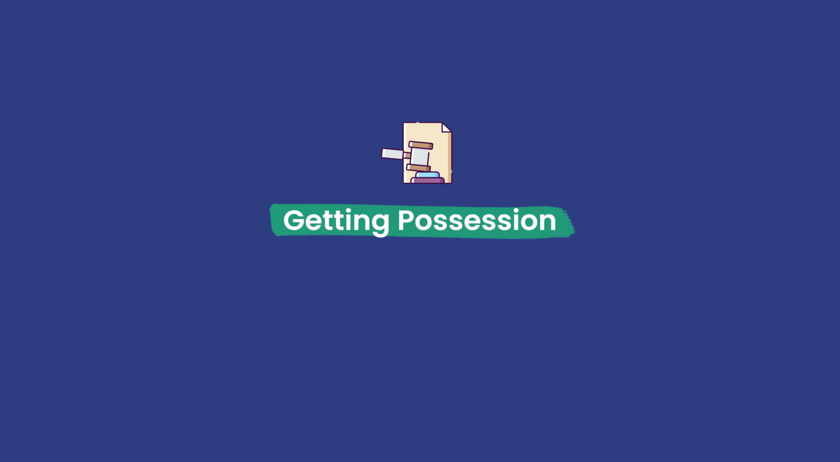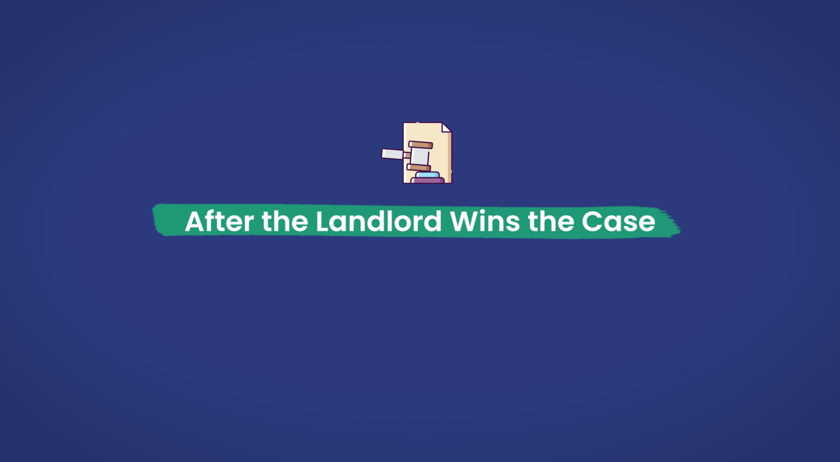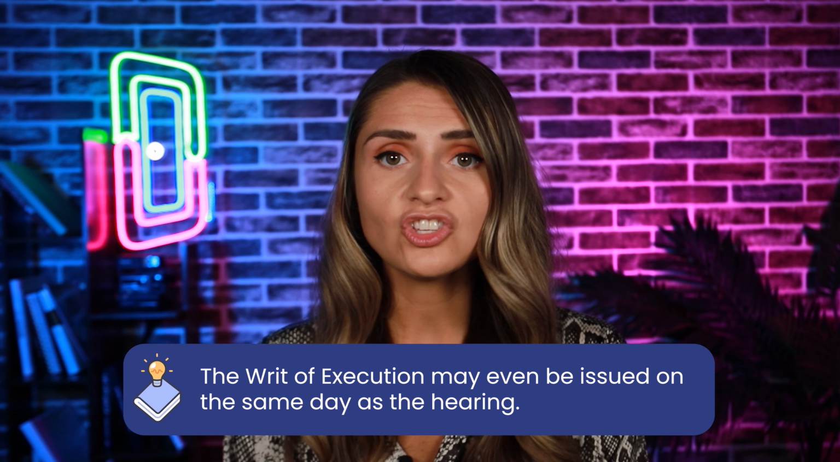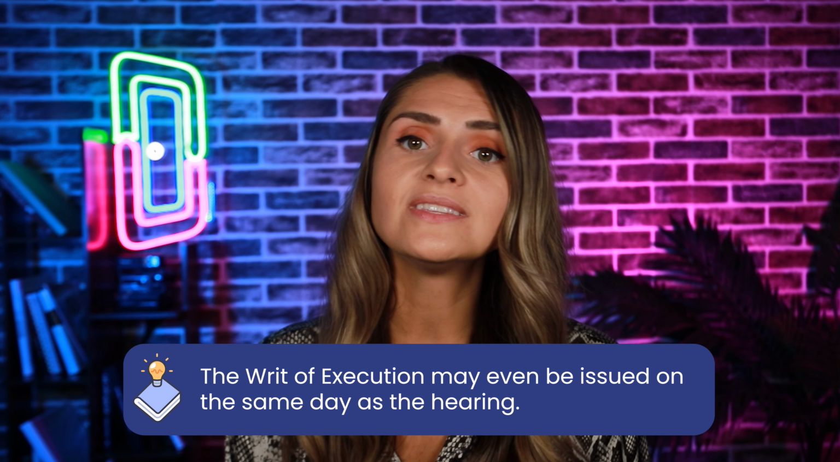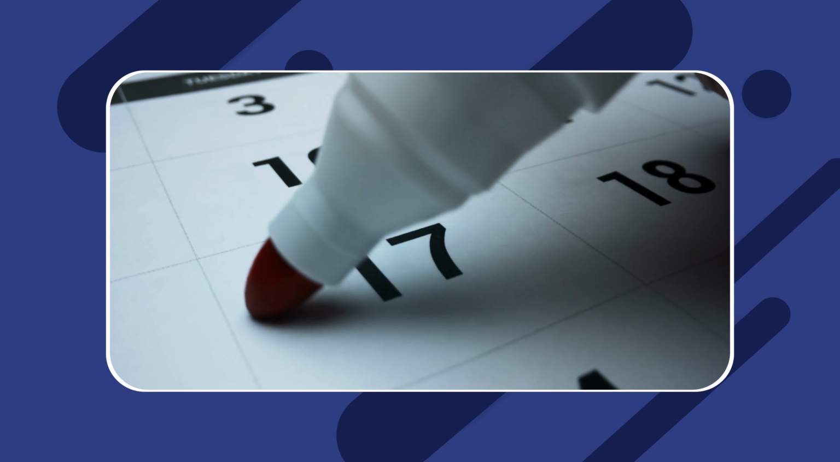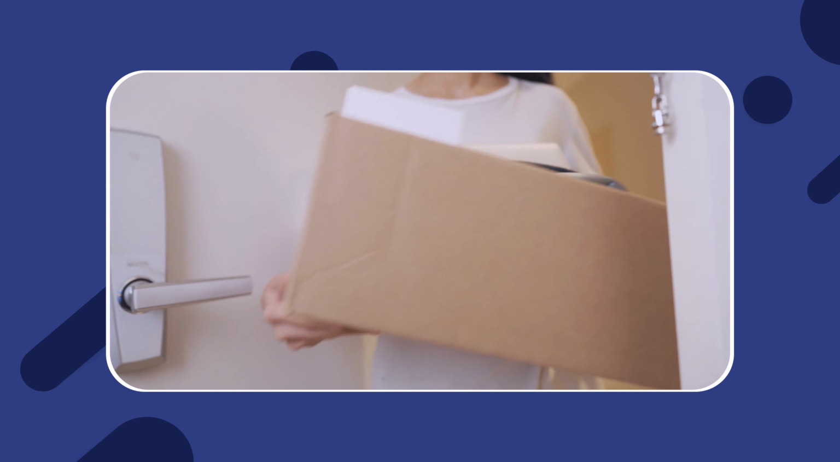Getting possession. After the landlord wins the case. Provided that the tenant does not appeal for reconsideration, a writ of execution is issued within a few hours to a few days of the judgment being passed in favor of the landlord. The writ of execution may even be issued on the same day as the hearing. The writ of execution gives the tenant until after the expiration of the move-out date to remove themselves from the premises.